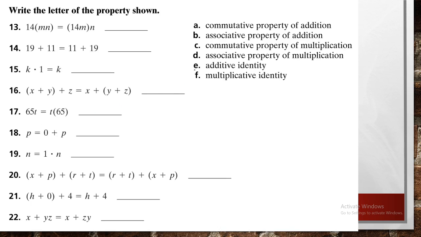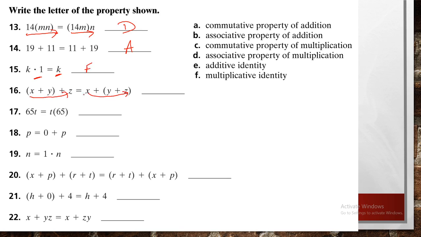All right, we're basically using these letters over here to represent the property that's shown for the numbers on the side. This guy, 14mn, 14mn. Notice how I read it the same. The parentheses are the only thing that's moving. So that is associative and it's multiplication, D. 19 plus 11 equals 11 plus 19. That is the commutative property of addition. Looks like I'm multiplying by 1 here to get the same thing. That is the identitative property of multiplication. So we got F.